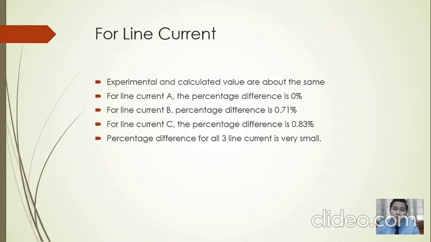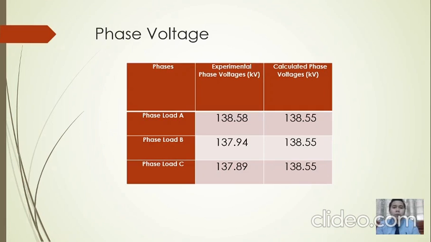For line current A, the percentage difference is 0%. They are equal to each other. For line current B, the percentage difference is 0.71%. For line current C, the percentage difference is 0.83%. The percentage difference for all 3 lines is very small. Next is our phase voltage.